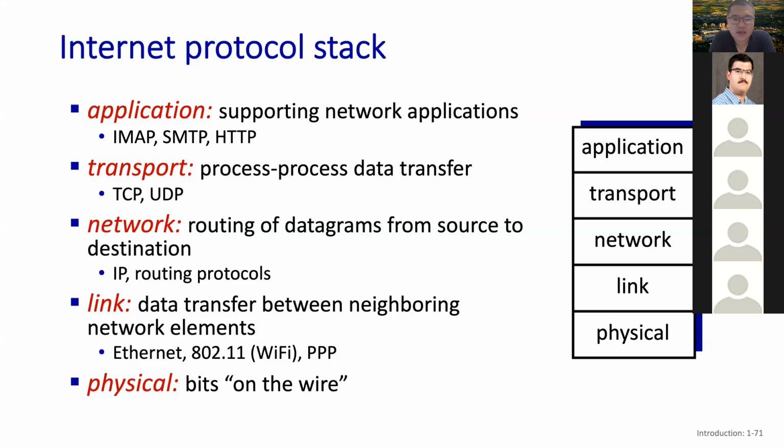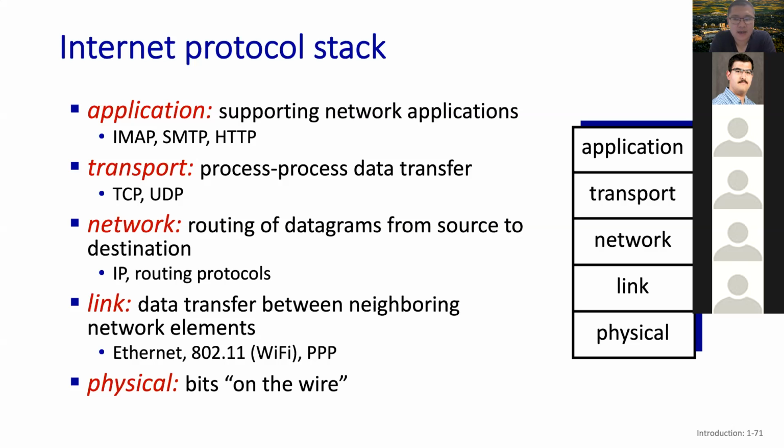The application layer supports network applications like email and HTTP, the web. Going down to the next layer, the transport layer, handles process-to-process data transfer. We have TCP and UDP. Don't worry about what TCP and UDP are. We will give a very detailed explanation later, because this is the most important concept in networking. But you know there is a transport layer here. Down to the next layer, the network layer, which routes datagrams from the source to the destination. We have IP and the routing protocols.